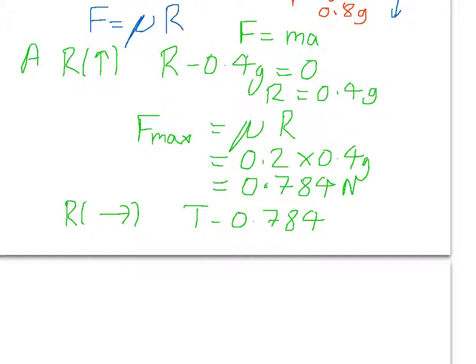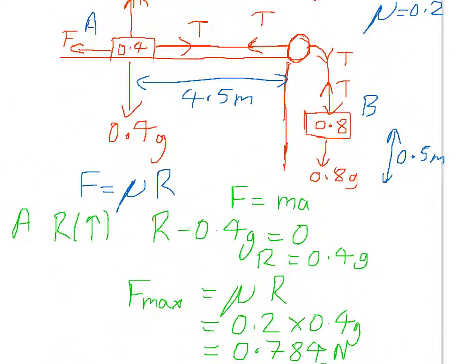Because it's moving, we're going to be looking at the maximum friction, and that's equal to the mass times the acceleration. Well, the mass is 0.4 times the acceleration, which is what we need to find. For the moment we can't do anything more with that because we've got two unknowns in the equation. So what we now need to do is look at B and the forces acting on B.